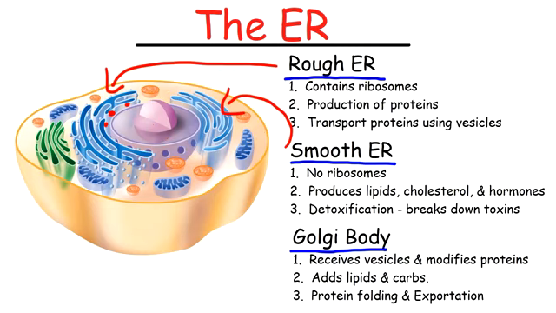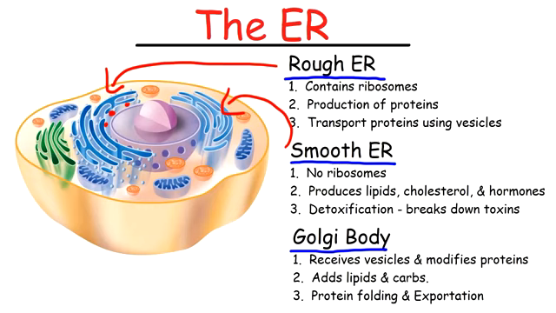So the rough ER, it assists in the production of proteins because ribosomes, that's what they do, they make proteins. Because the smooth ER doesn't have any ribosomes, it does not make any proteins. However, it does produce lipids, cholesterol, and hormones. It also assists in detoxification, which means it breaks down toxins. And the way it does so is by making these molecules more water soluble so that they can be easily removed from the body or excreted through the urine.